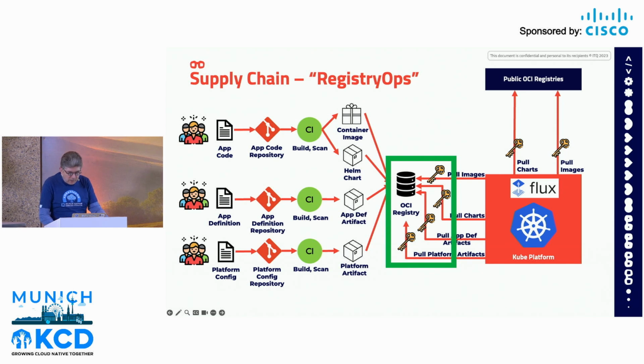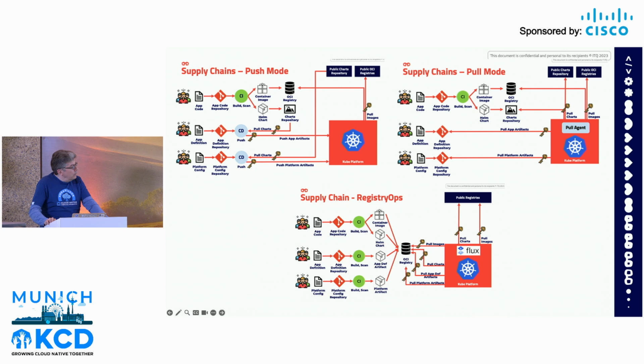And the OCI registry can be scaled easily when the workload grows. I put RegistryOps here, but it's still GitOps at the end. You only replace the Git server by the OCI registry, so it's still GitOps in the way OpenGitOps defines it. You just replace the desired state store, the Git server, by the OCI registry.